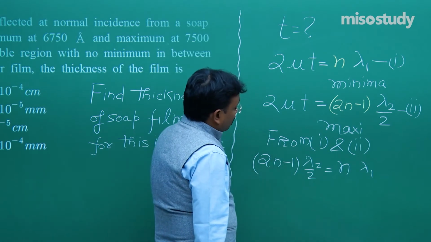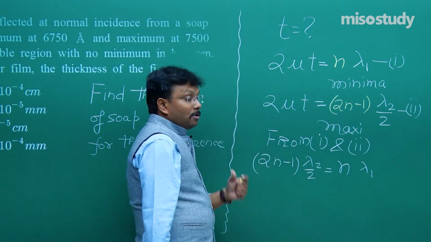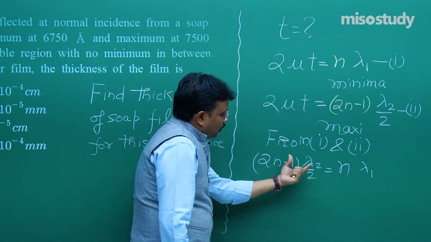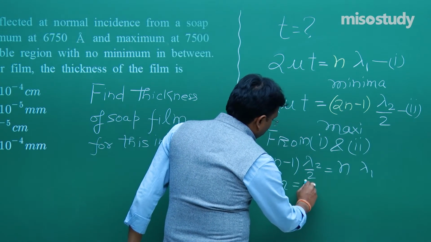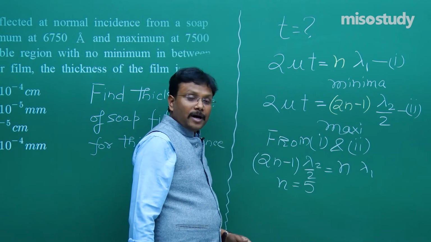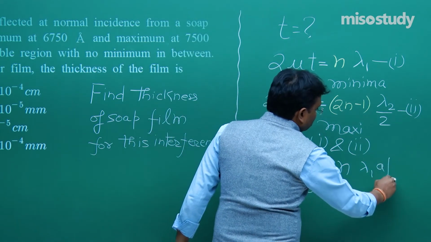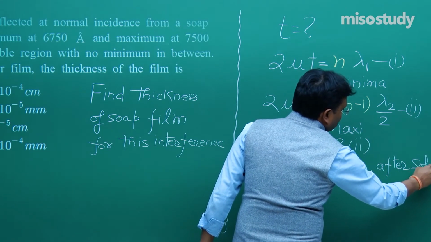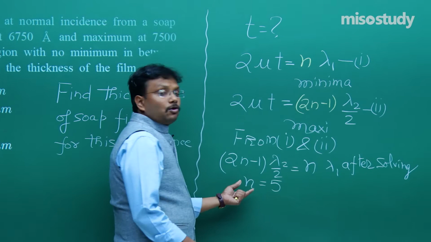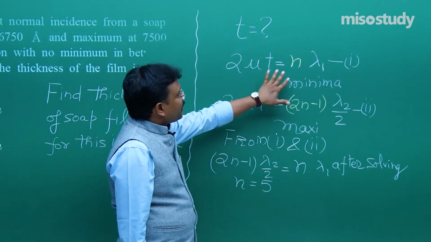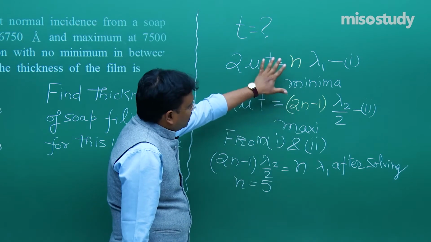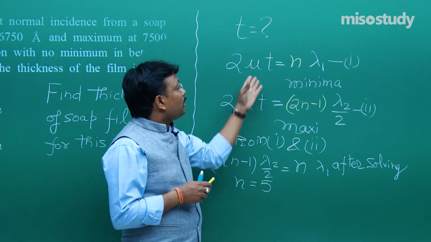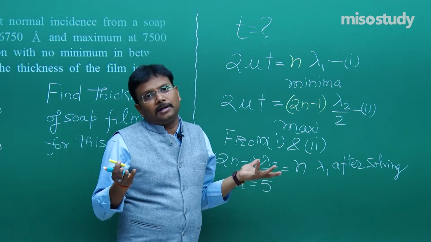From here, after solving, because the values of lambda 1 and lambda 2 are given, what will we get? n is equal to 5. After solving, I am not doing that trivial calculation. After solving, n is equal to 5. So, now if n is equal to 5, then we can calculate these values from equation 1 or 2 as per your wish, no problem. Because mu is given and you have to find the value of t.